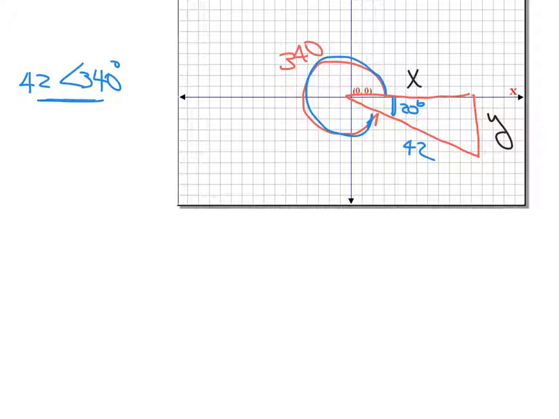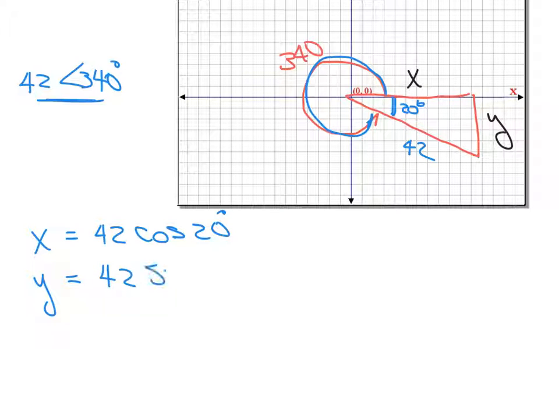So, in order to change that to rectangular, I'm going to find the x value, I'm going to take 42 times the cosine of 20. And to find the y value, I'm going to take 42 times the sine of 20. Okay, not too terrible. And when I solve this, I'm going to get my x value of 39.48, and my y value then is going to be 14.28.